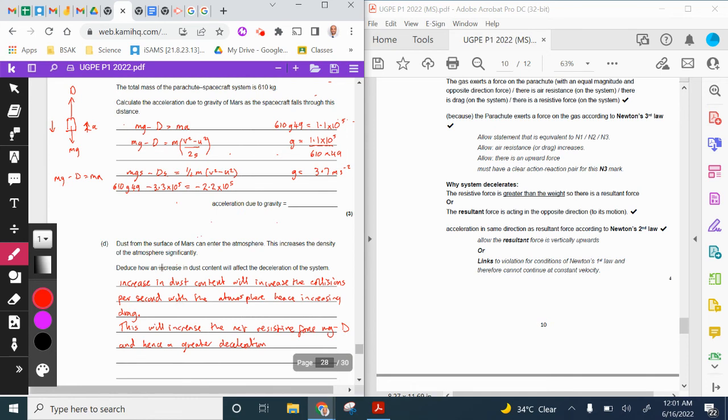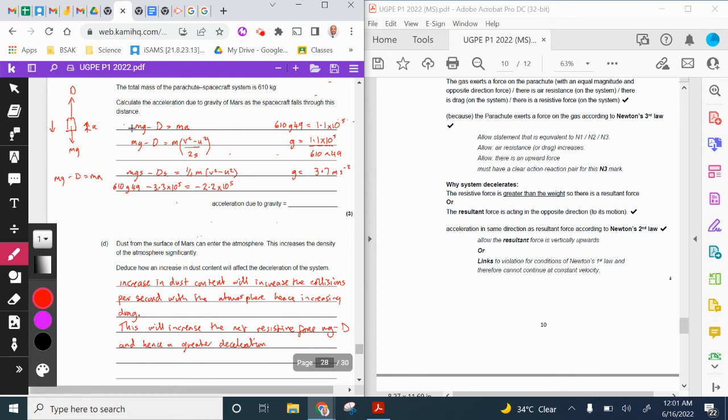Now the next question is that dust from the surface of Mars can enter the atmosphere. That increases the density of the atmosphere significantly. Deduce how an increase in dust content will affect the deceleration. That's a perfect diagram, and a perfect example of a diagram helping us to answer this question. So if we have more dust in the atmosphere and more density, that means there are going to be more collisions per second with the atmosphere, and that's going to increase the drag. So that is going to get larger.